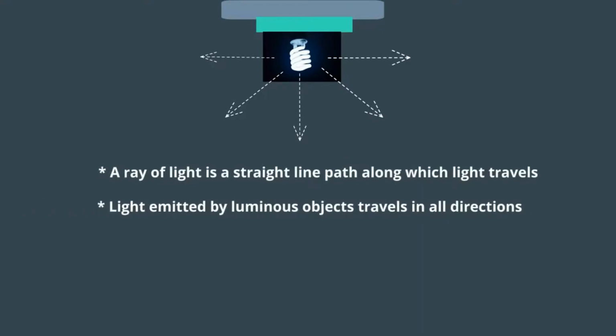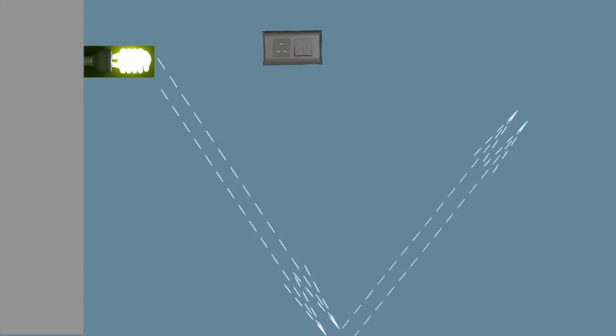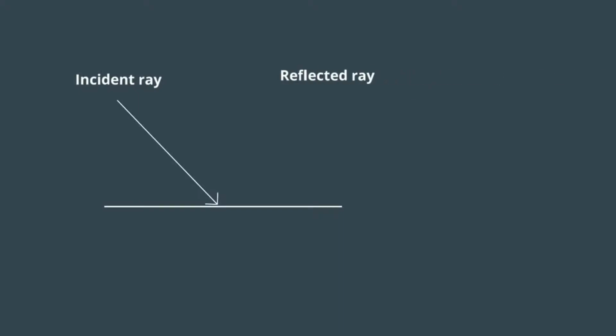The light emitted by luminous objects travels in a variety of directions. Suppose rays of light from this fluorescent bulb fall on a surface. Being non-luminous, it reflects these rays, and these reflected rays travel along a certain path. Consider this plane surface. Suppose one of the rays of light from the bulb strikes at this point. This is called an incident ray. We know that this surface will reflect these rays and the reflected ray will travel in this direction.